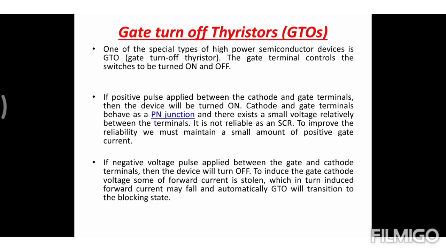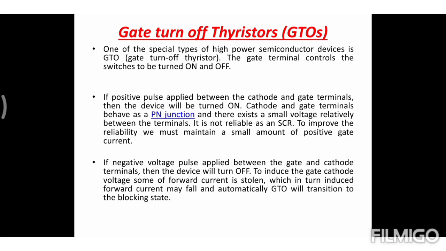So see here, we have to do 2 basic things. One is turn on the GTO and second one is turn off the GTO. First one, how can we turn on the GTO? Means by applying a positive pulse between the gate and cathode terminals. By applying this positive voltage, we start the turn on of the GTO. This is not reliable like a SCR. To maintain the reliability of this GTO, we have to maintain the gate current. That is the one point.